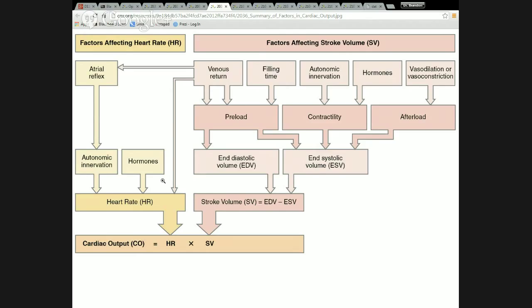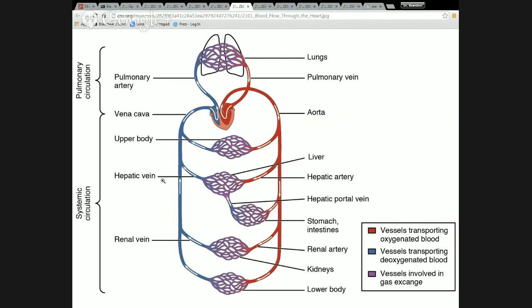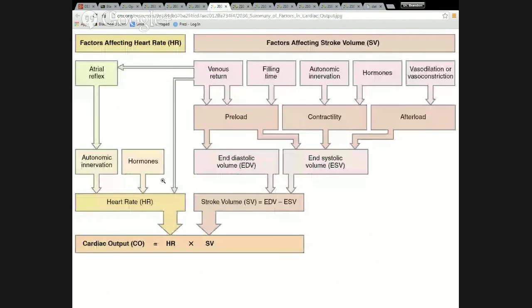Okay. So that finishes off talking about cardiac function, considering the cardiac output and the factors that influence it. Any questions about that material?